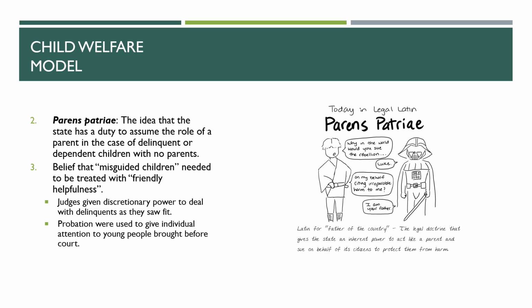So using this kind of welfare idea, this idea they needed friendly helpfulness and the state has a role to step in, what you ended up getting was judges given wide discretionary powers to deal with delinquents as they saw fit, prior to the establishment of formal youth legislation. One of the things that could happen: probation was used to give individual attention to young people brought before the court. So obviously, like a probation system now, they would be assigned a kind of social worker or probation officer and be forced to check in with the court.